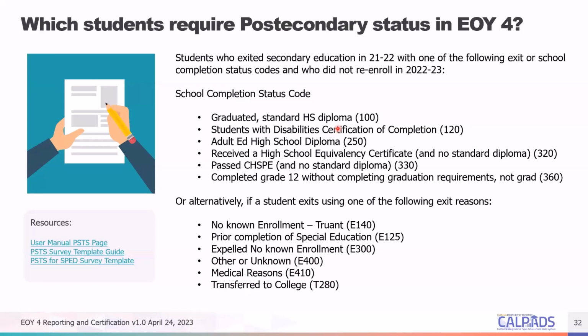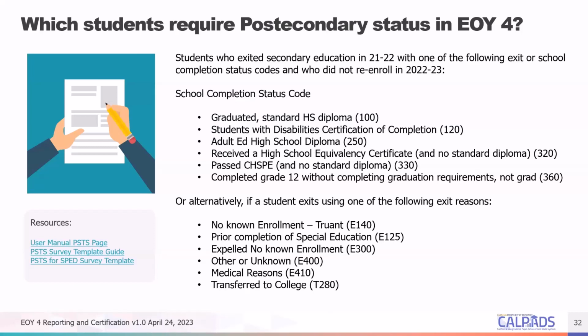Let's say you don't have the capability to generate the student list from your SIS side. You could always go to the CalPADS side and run a specific report to generate this student list. Once you have the list, you can send out a survey. There is a PSTS survey template guide that you could use and even modify to create your own template and send out to the students.